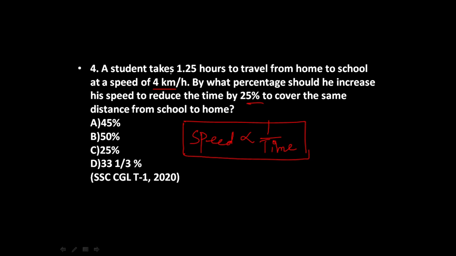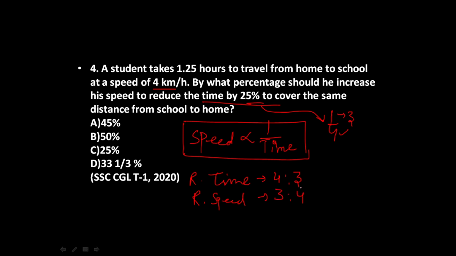So here it says that the student takes 1.25 hours to travel, and in the next case the time is 25% less, right? So what does 25% mean? 25% means 1 upon 4. So if it was earlier 4, then now it is 3, right? So we can get the ratio of time as 4:3 in the first case. Earlier it was 4 hours or 4 units, then it is 3. So the ratio of speed will be 3:4. It is inversely proportional, so it will be interchanged.